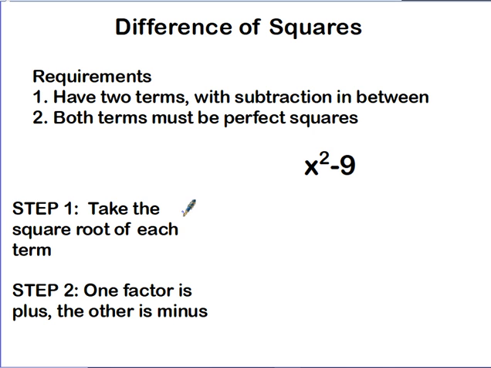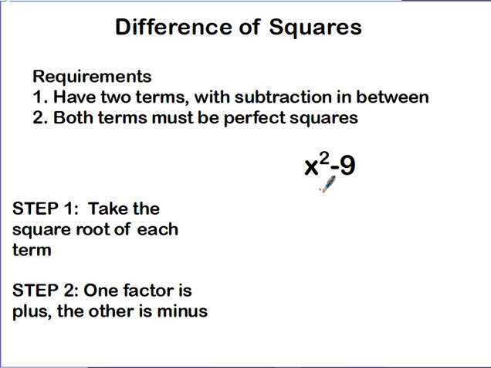For it to be a difference of squares, we have to have two terms with subtraction in between. So it has to be subtraction. And then both terms must be perfect squares. Remember, perfect squares is anything we can take the square root of and get a whole number answer. So for variables, we're looking for an even exponent, and then for numbers, a number times itself equals that. Both of these are perfect squares. There are two terms, there's subtraction, it meets all my requirements.